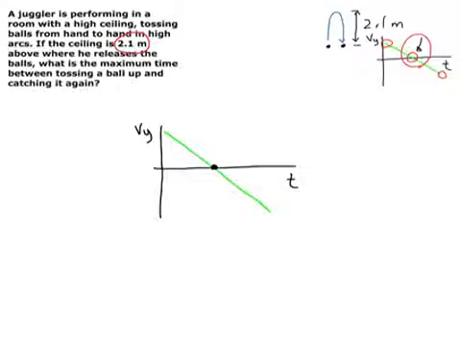Let's think about the different segments of the motion. This first phase, right here, we start out with a positive velocity that goes to 0. That's the ball on the way up. Second phase of the motion is this one right here. The ball starts out with 0 velocity and goes negative. That's the ball on the way down.